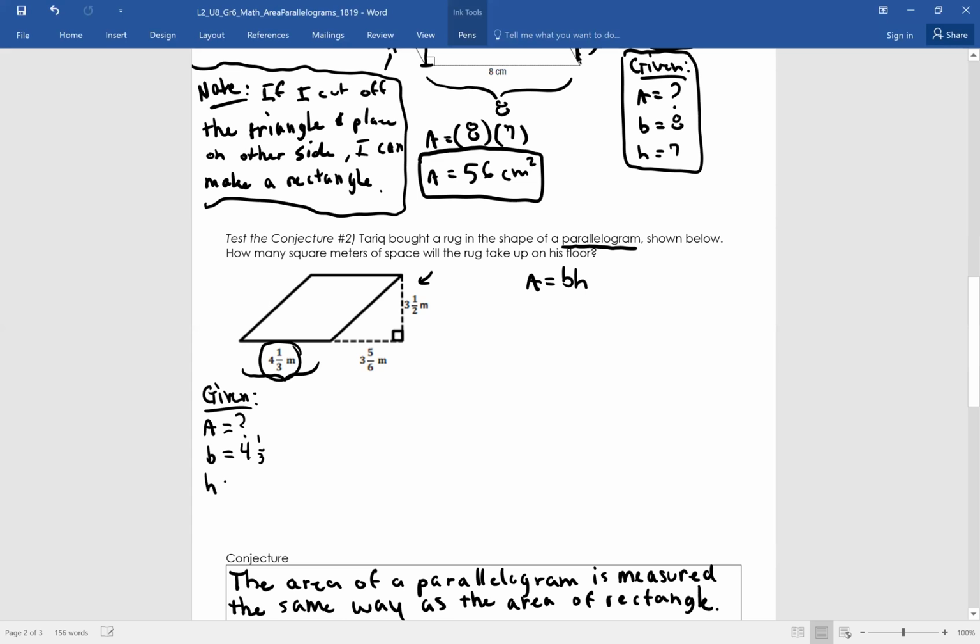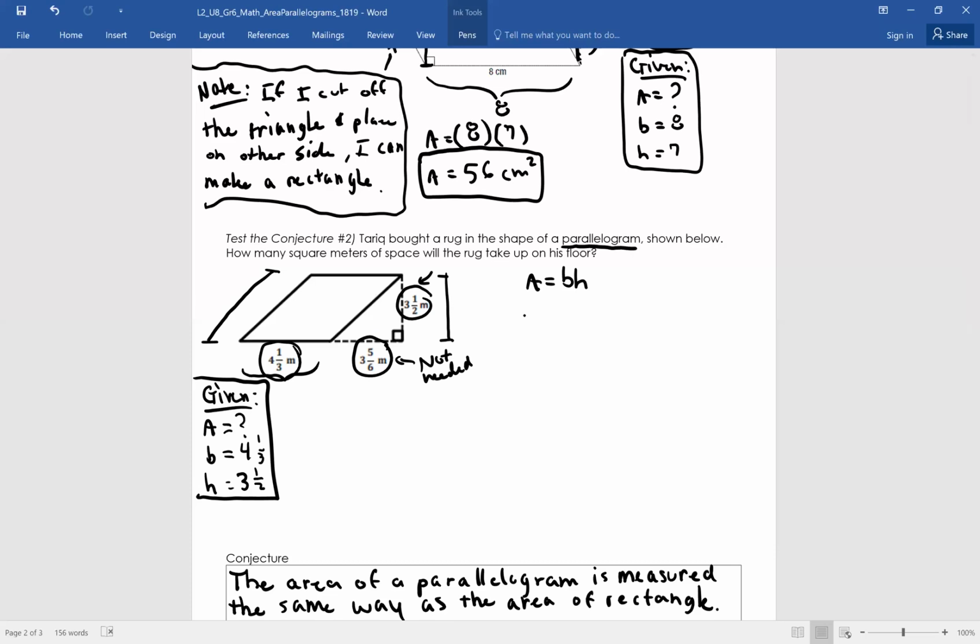4 1/3. The height is, now remember, from here to here isn't the height because it's slanted. 3 1/2 is the height. Okay? 3 1/2 meters. This number, not needed. Why? Because they gave us the space from the actual figure to the height that we needed. So I'm going to go ahead and cut that off. Now I can go ahead and use my substitution.